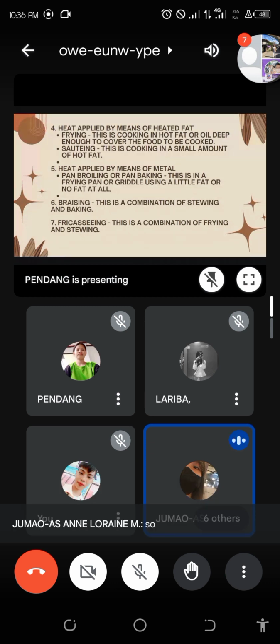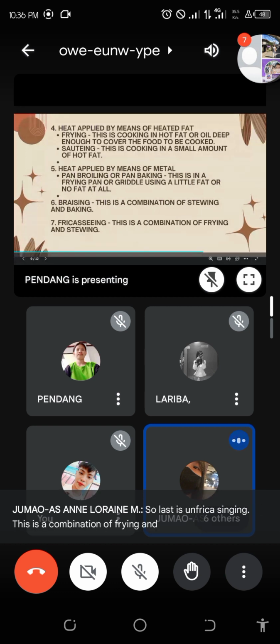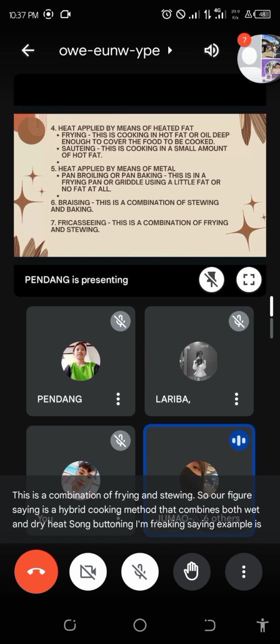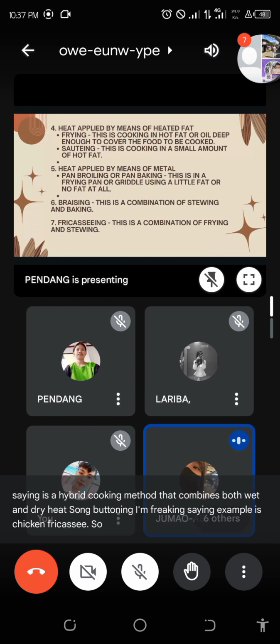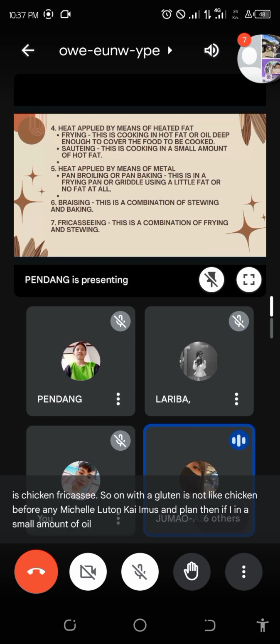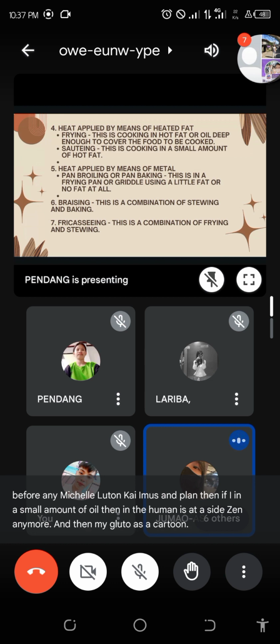So, last is ang fricassee. This is a combination of frying and stewing. So, ang fricassee is a hybrid cooking method that combines both wet and dry heat. So, ang way sa pagluto aning fricassee, example is chicken fricassee. So, ang way sa pagluto ani is, naka-chicken. Before nimo siya iluto, imo sanang timplahan. Then, i-fry in a small amount of oil. Then, inig human, i-set aside sana nimo. And then, magluto ka sa katong sa wet food.